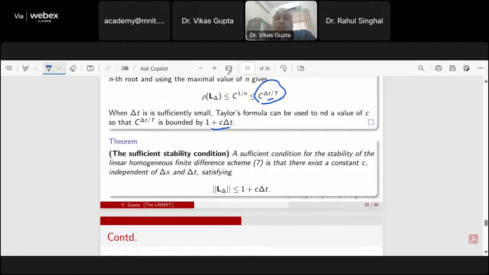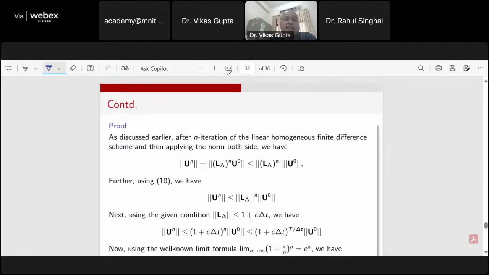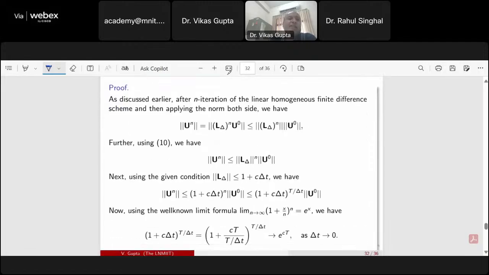A sufficient condition for stability of the linear homogeneous finite difference scheme is that there exists a constant C which is independent of mesh parameters and satisfying norm of L delta should be bounded by 1 plus C delta t. If we are able to find that kind of bound in any matrix norm for our difference operator, then definitely our scheme will be stable. So as discussed earlier, the proof of this is again very easy.